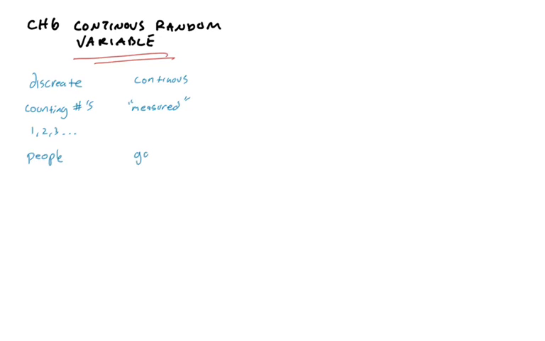Okay, so here we're going to talk about continuous random variables. And this is a little bit different from discrete variables. If you recall, discrete are counting numbers, like 1, 2, 3, 4, 5, etc. Continuous variables are things that could be measured. So an example of each of these might be people and gas.